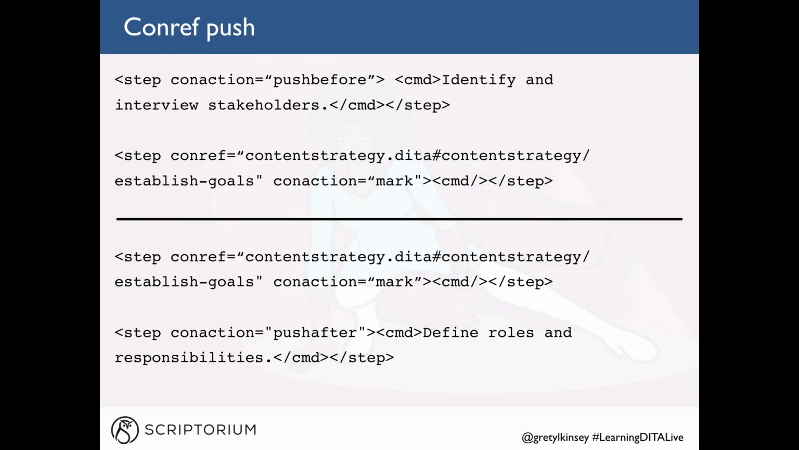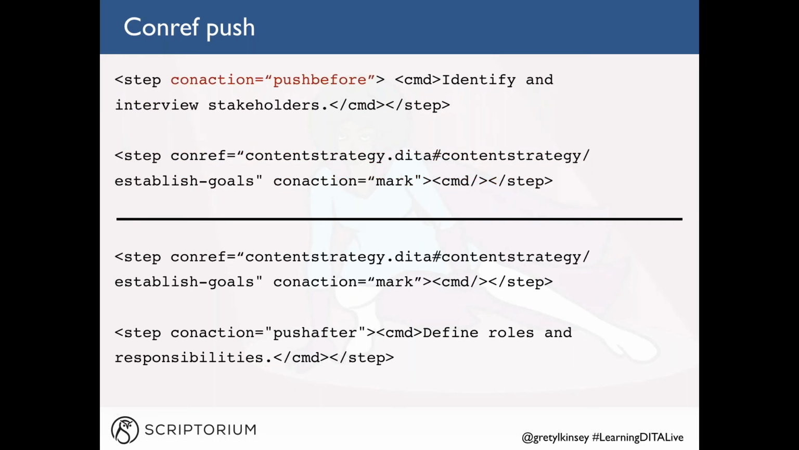Now, instead of just replacing that step, let's say maybe you wanted to add a step before it or after it. In that case, you would set up your conref push a little bit differently. If you want to push your new step before the one in your task topic, then you would define two steps in the topic you're currently writing. The first one is the step that needs to get pushed into the topic, and the second step marks where you're going to push it.